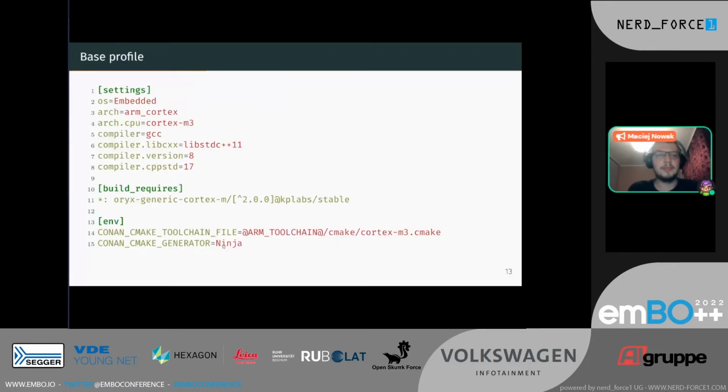In the base profile, there are three things worth mentioning. First is the definition of architecture and compiler. This is the profile for Cortex-M3.